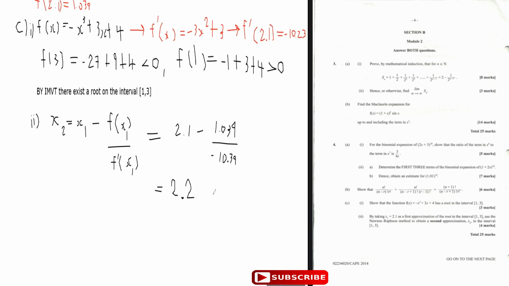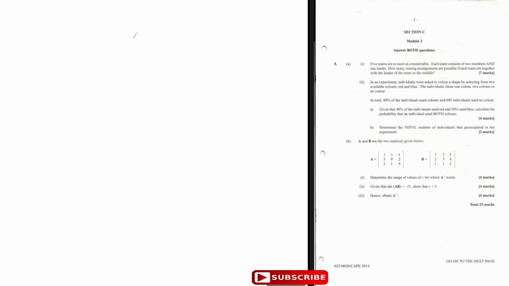Nice. So that takes care of module 2. All right, on to module 3. Module 3 says 5 teams are to meet around a round table, and each team consists of 2 members and 1 leader. How many seating arrangements are possible if each team sits together with the leader of the team in the middle?